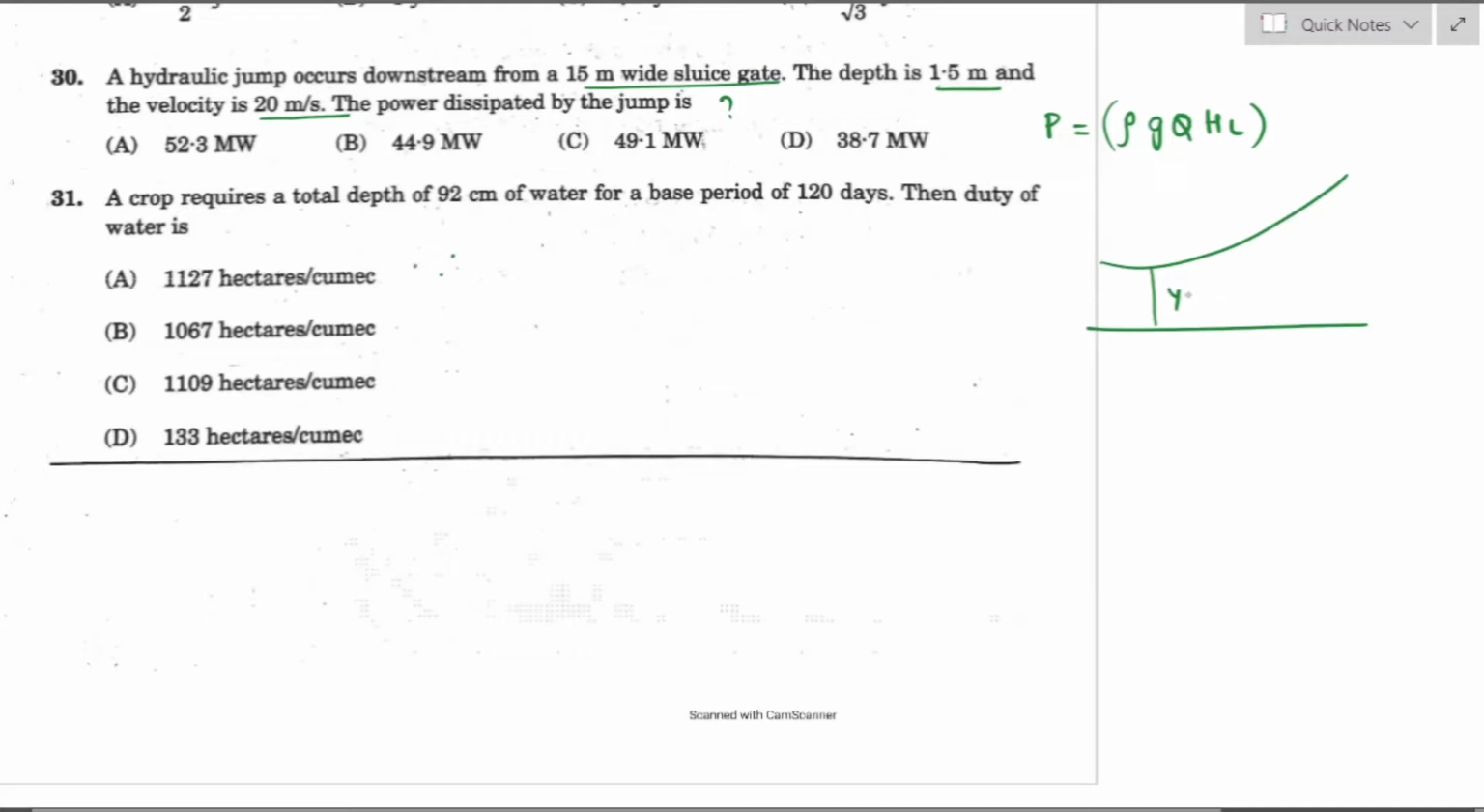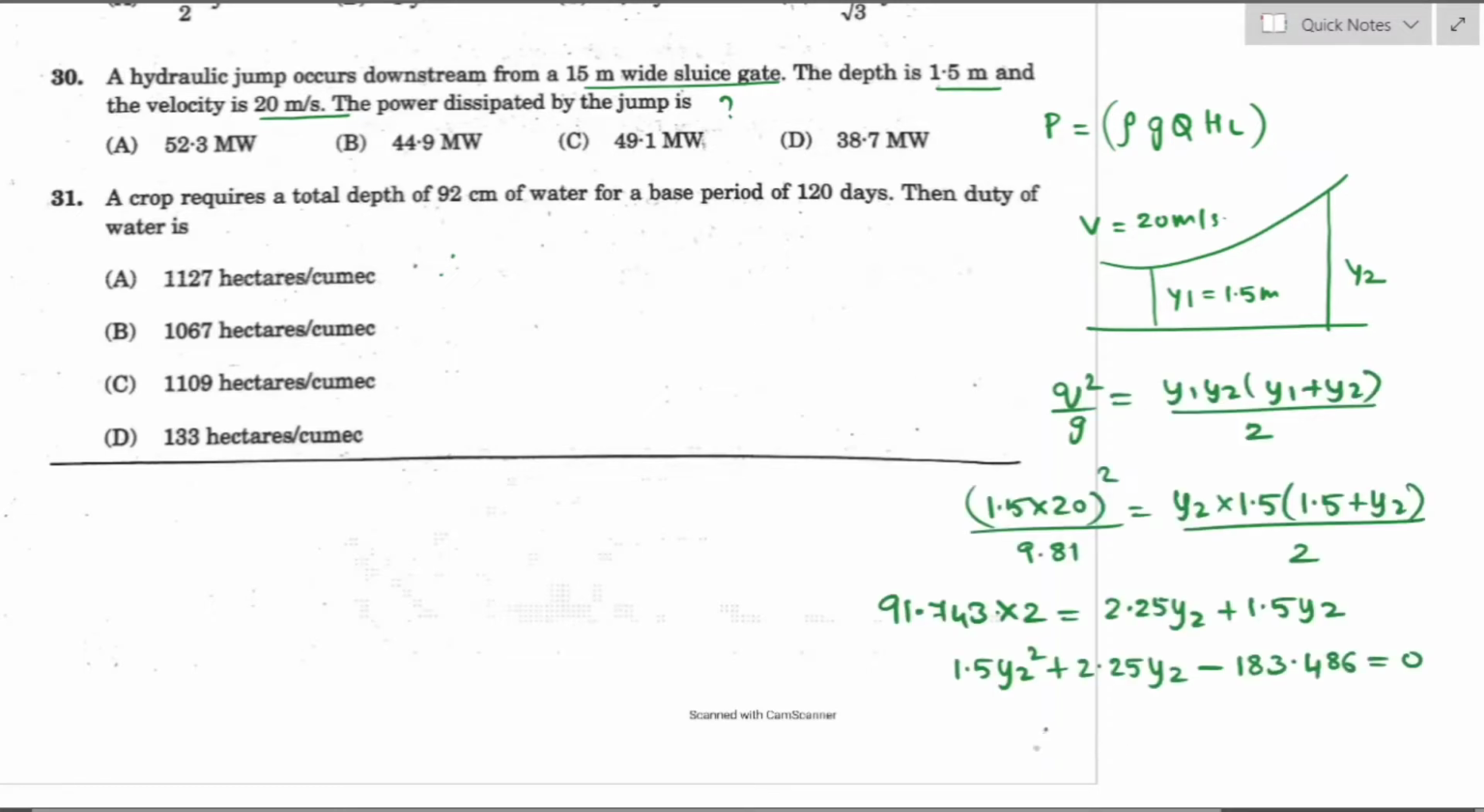So this is the pre-jump depth and this is the post-jump depth. Pre-jump depth is given as 1.5 meter and its velocity is given as 20 meter per second. So we have to calculate the post-jump depth, which is given by the formula. On solving this quadratic equation, the post-jump depth is 10.33 meter.